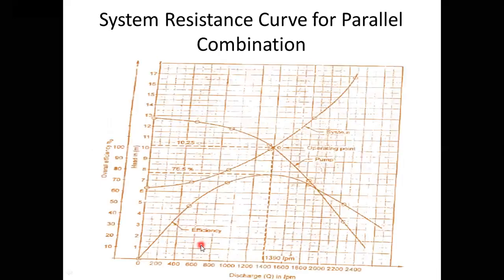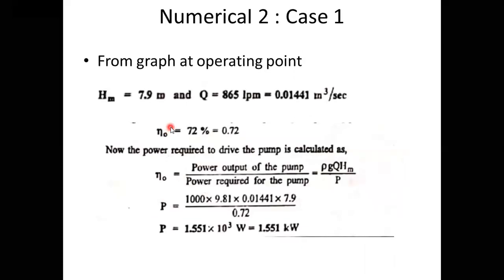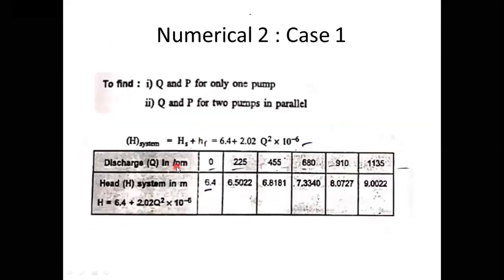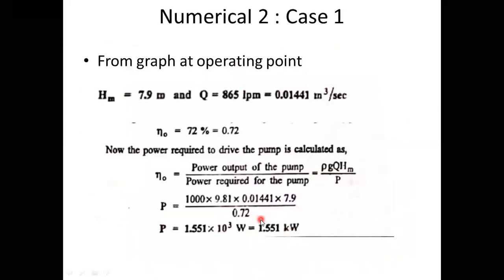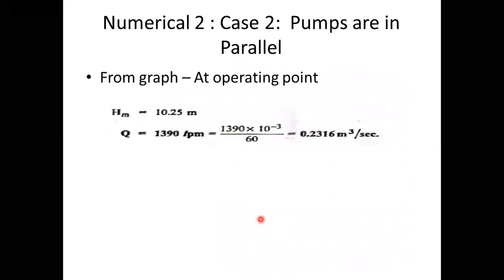Now the next variation will be what? Instead of the parallel combination, they may ask to calculate the same problem for the series combination also. In that case only HM will get multiplied by 2 now. It is not getting multiplied by this Q. So in series combination, this HM into 2 for the given table. So this is a variation in system resistance curve, and these are the numericals on the centrifugal pumps.